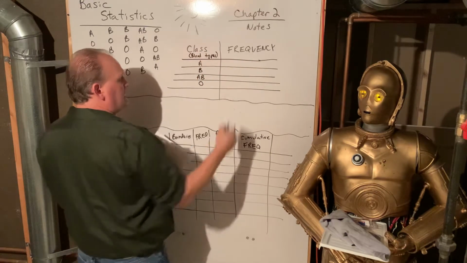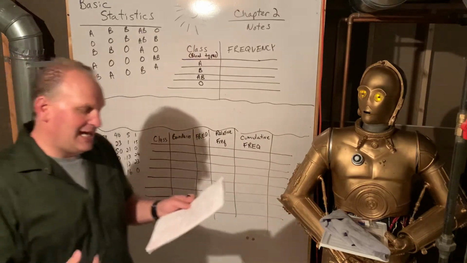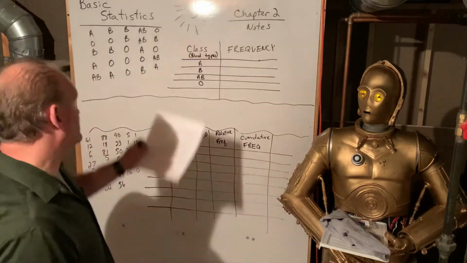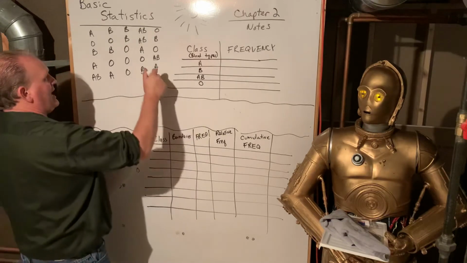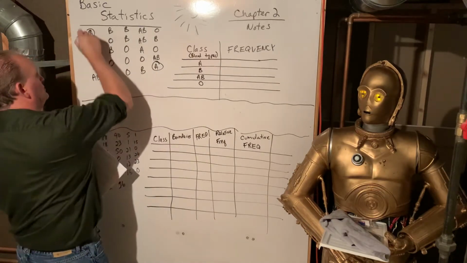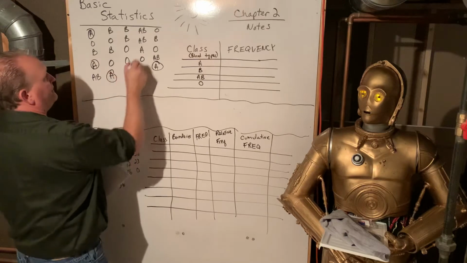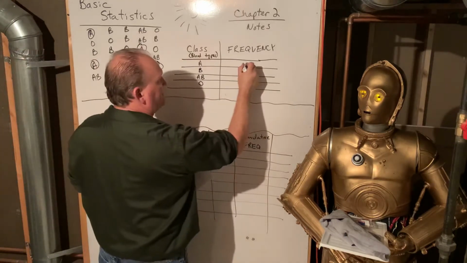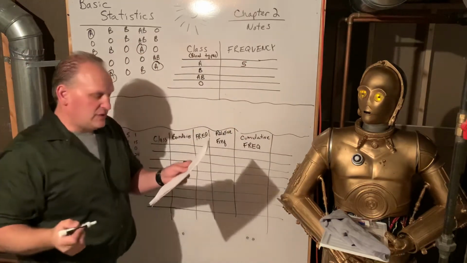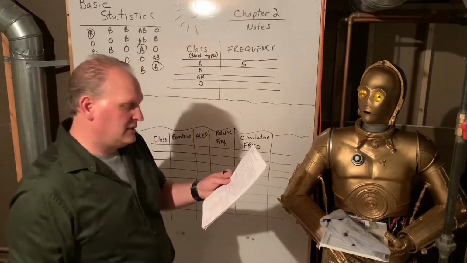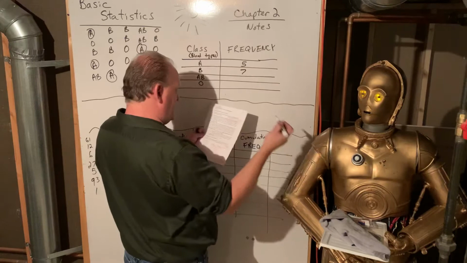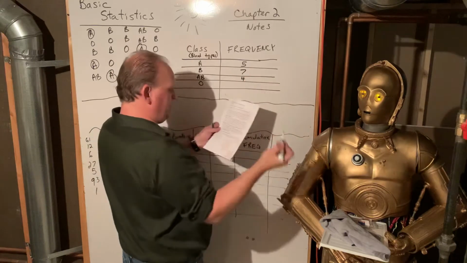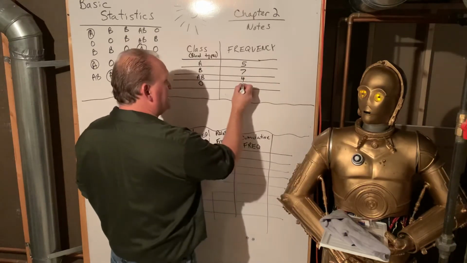Now, frequency is just a fancy way of saying how many times did that occur in your set. So type A happened 1, 2, 3, 4, 5 times. So we put 5 down. So it's really just how many. It's a count. B happened 7 times, AB happened 4 times, and type O happened 9 times.